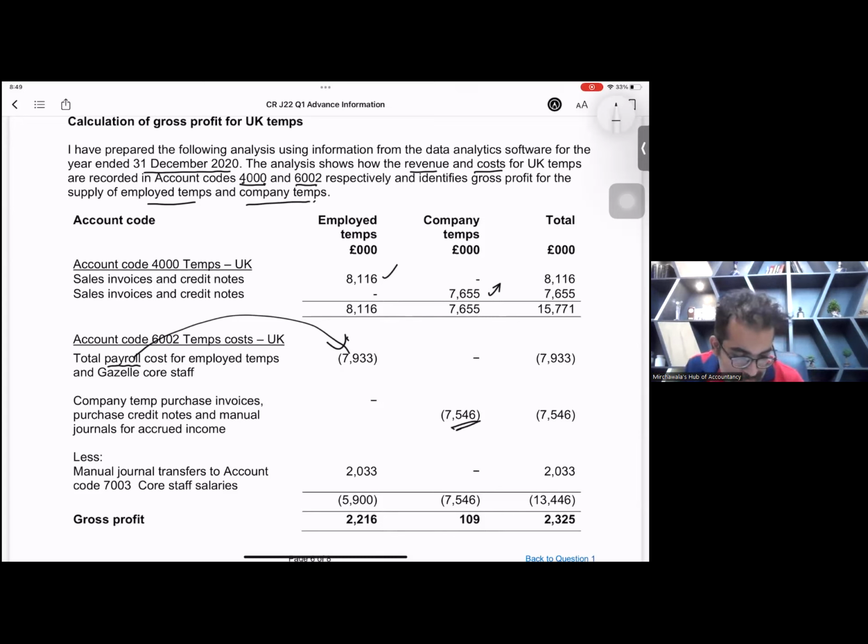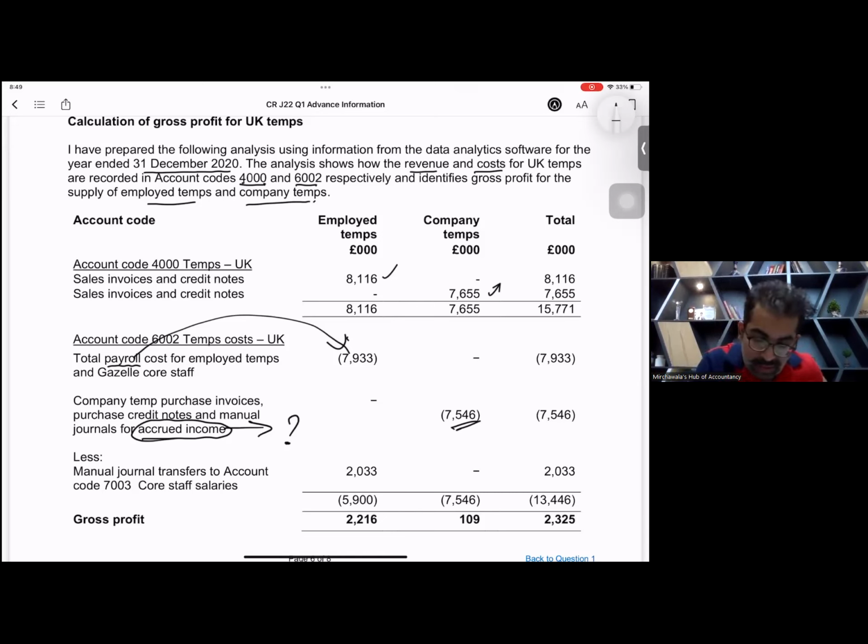Now, one thing: company temp purchase invoice, purchase and manual journal for accrued income. This is a big question mark. What is this accrued income doing with the expense side? This should be investigated.